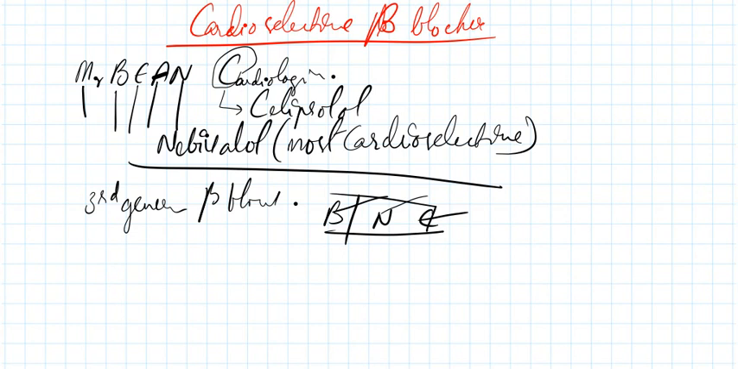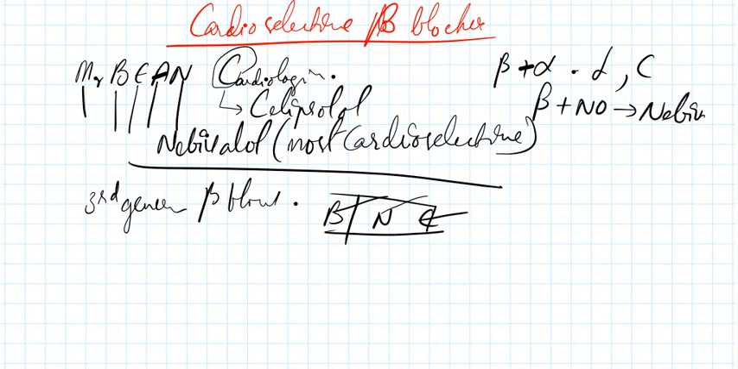Now if someone asks you beta plus alpha blocking properties, labetalol and carvedilol. If beta blockers with nitric oxide releasing property, it's nebivolol. As we also discussed, nebivolol is the most cardioselective. It has also nitric oxide releasing property.